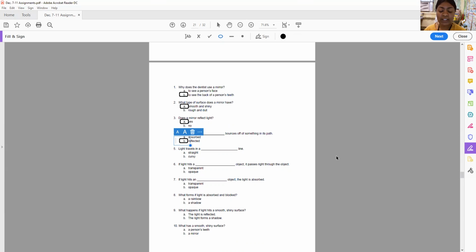Number five, light travels in a blank line. What type of line does light travel in? A, straight, or B, curvy? Travels in an A, straight line.